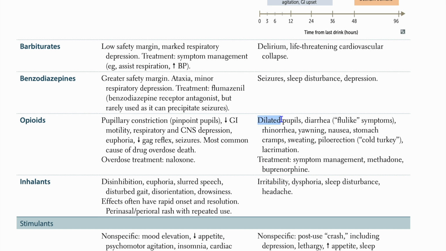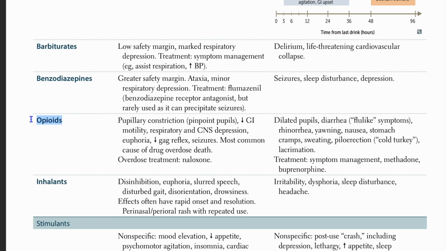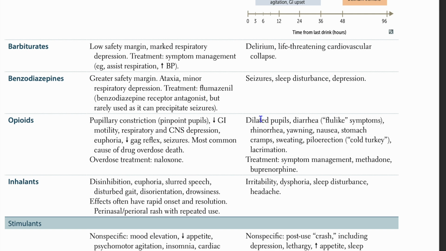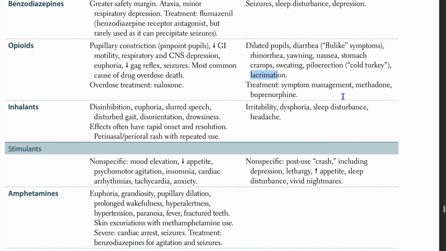Okay. So opioid withdrawal will give you dilated pupil. It's not that it's dilated, it's just that it's no more pinpoint, so it looks dilated. Because again, opioids only act on mu receptors, they don't act on adrenergic or the other ones. But because opioid inhibits it, when you take away opioids, your body overcompensates for all the things, so it's going to make more acetylcholine and all that stuff. So that's going to lead to dumbbells, right? So dilated pupil, diarrhea, rhinorrhea, yawning, nausea, stomach cramps, sweating, piloerection, cold turkey, and lacrimation. Treatment is symptom management: methadone and buprenorphine.